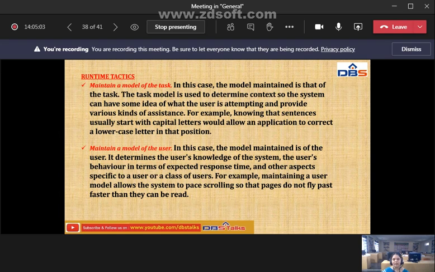Next, maintain a model of the user. In this case, the model maintained is of the user; it determines the user's knowledge of the system, who is using the particular thing, and the user's behavior in terms of expected response time and other aspects specific to the user or a class of users. For example, maintaining a user model allows the system to pace scrolling so that pages do not fly past faster than they can be read, that is natural.